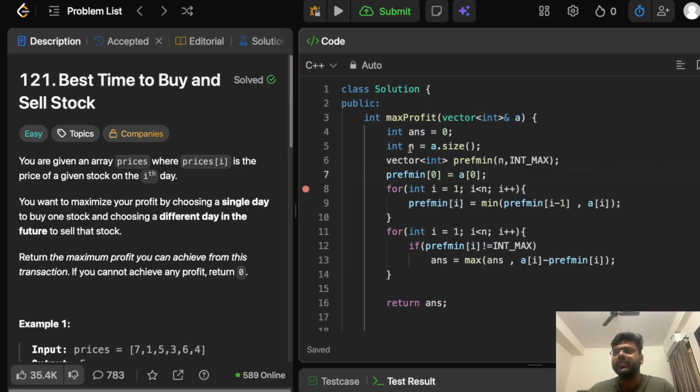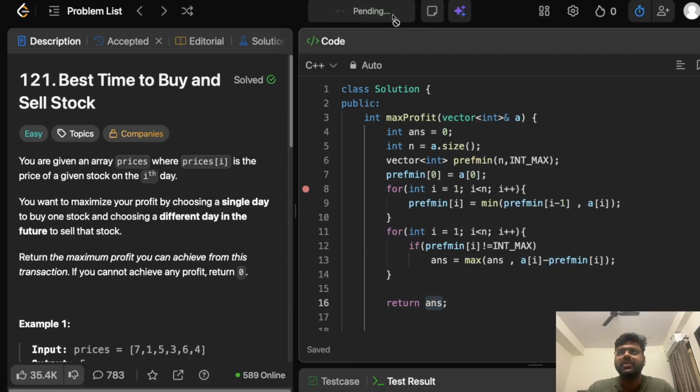So what we have done is we are finding this prefix min, right? Prefix of 0 is a of 0, and then we find the prefix min by the approach we have discussed. Then we are finding the maximum profit. If prefix of i is not equal to INT_MAX, then our answer would be the maximum of the current answer and the selling value minus the bought value, and then finally we are returning the answer.